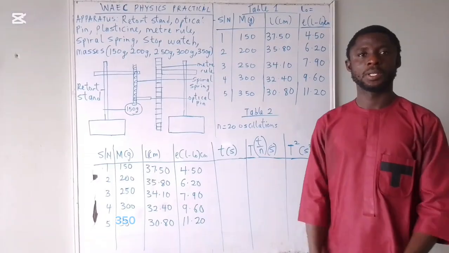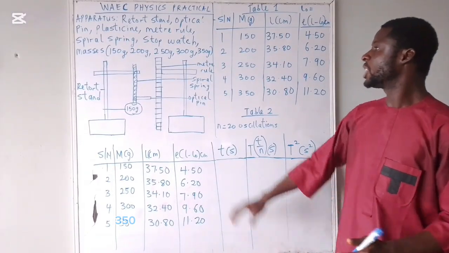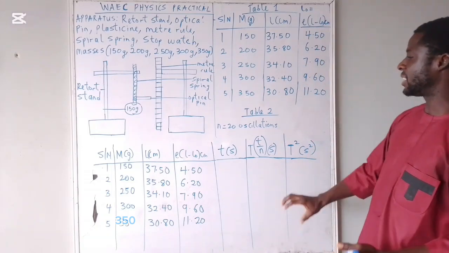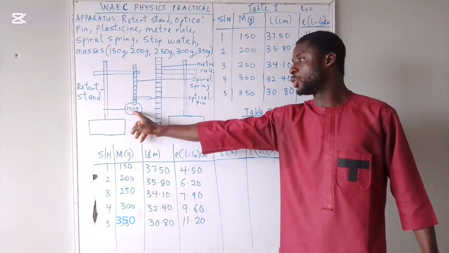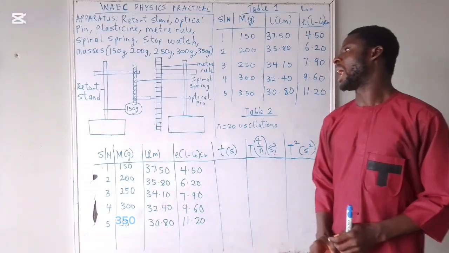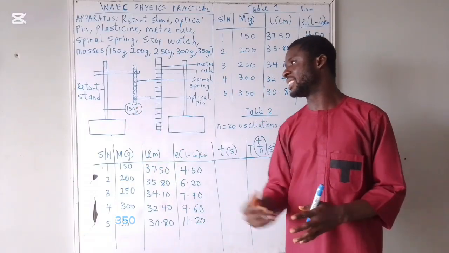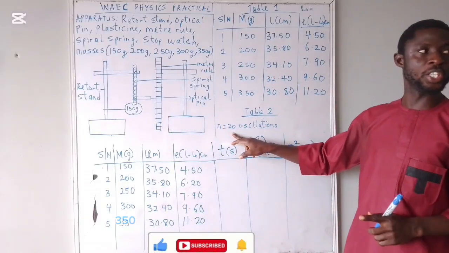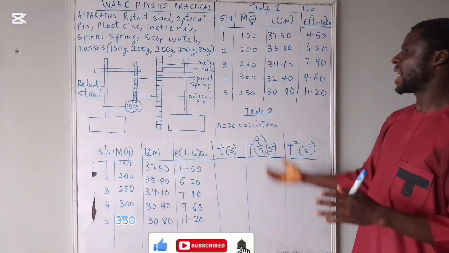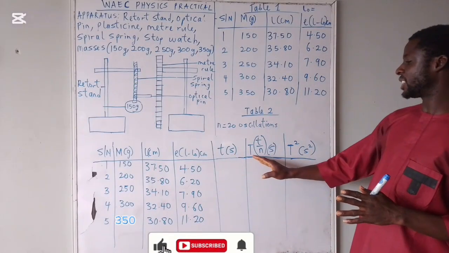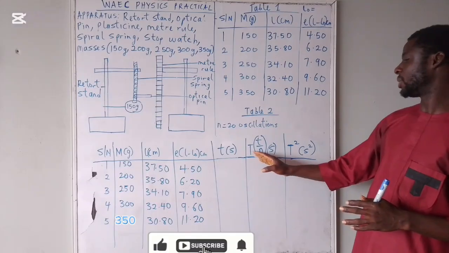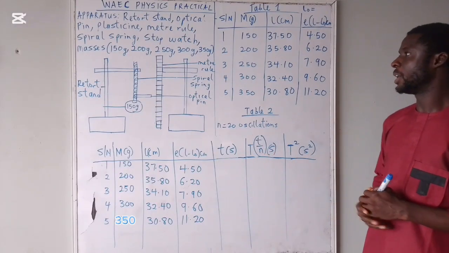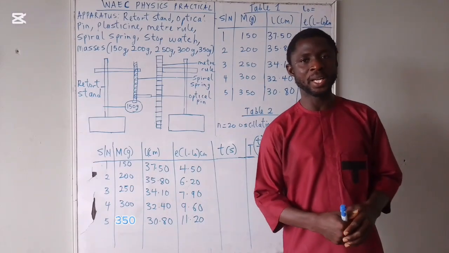Coming to Table 2, still using this same setup, the difference between Table 1 and Table 2 is that in Table 2 they may ask you to oscillate your masses vertically and use your stopwatch to measure the time for 20 oscillations. After you have gotten your time, you get your period, capital T, which is the time over the number of oscillations, which is 20. Then we get our T squared. Now let's do the experiment for this table.